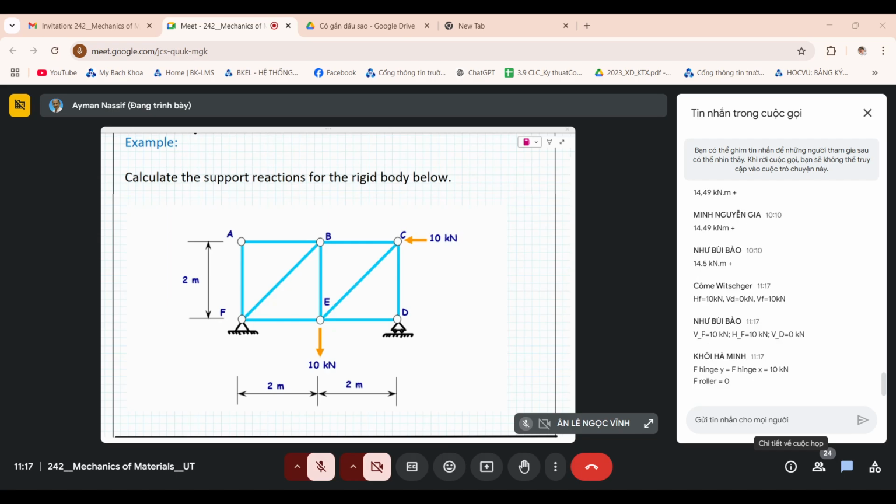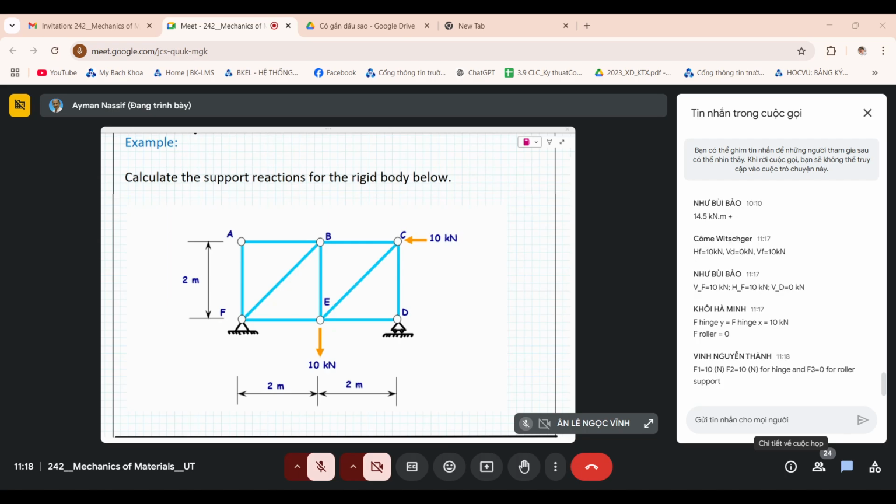Excellent. I'm getting some answers here in the chat box. Wonderful. I will keep a record of that. But as I said, all of you must be encouraged to find the solution. I've got many of you giving me answers, so that's great. I will wait a couple more minutes for other students to give me the answers.